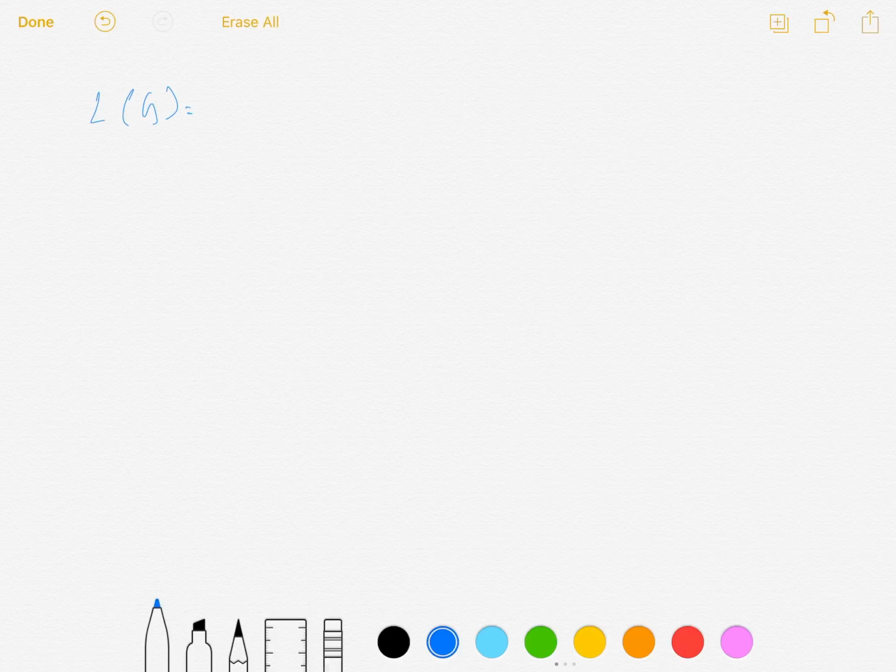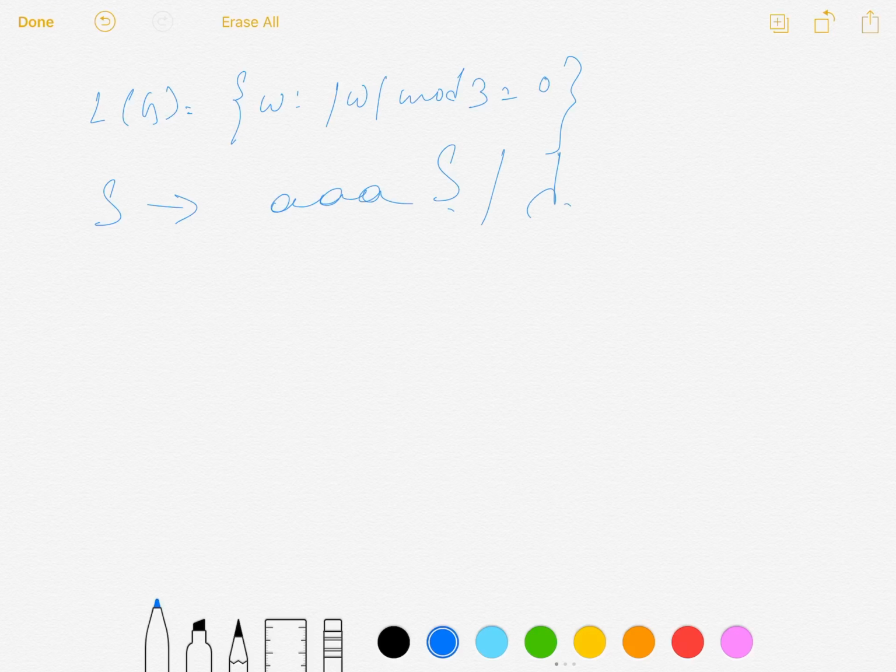L G equal to, I am writing this problem again, omega where mod omega mod 3 equal to 0. So, as there is no concept of b, I can just replace this s with triple a s, and if I want to stop this one, then s will be stopped with lambda.